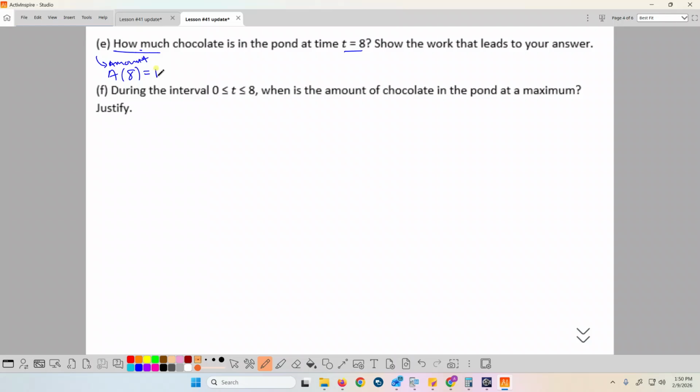Remember, our amount function was the original amount, plus the definite integral that went from 0 to t. Well, this time we know that t is 8, so I'm going to write here from 0 to 8. Remember that we had 60 in here, so 60 dt. And then on the other part, minus the rate out from 0 to 8 of L of t dt. And that just goes in the calculator also. So show the work that leads to your answer. That would be this.